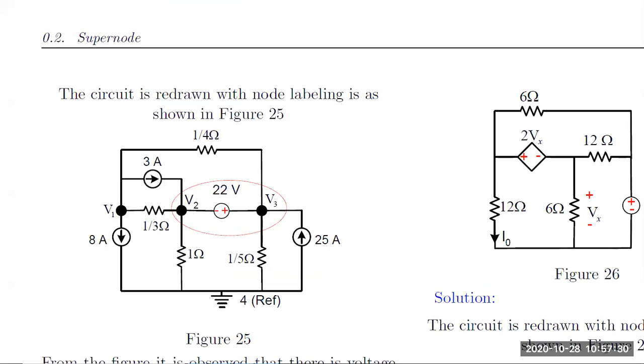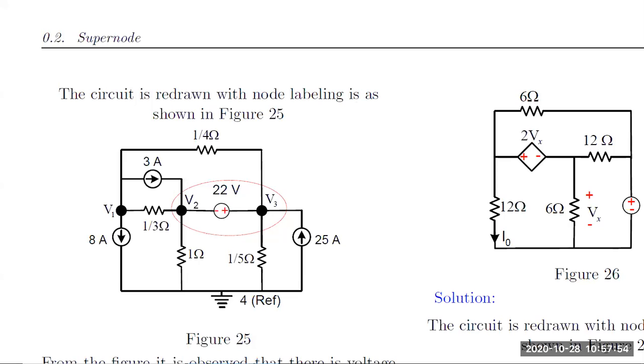Students, I already marked the first, second, third nodes, and the fourth is the reference node. Can anybody tell me the answer for this one? V1 minus V2 divided by 1 by 3. Correct.